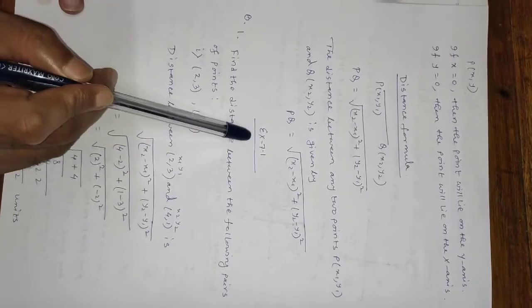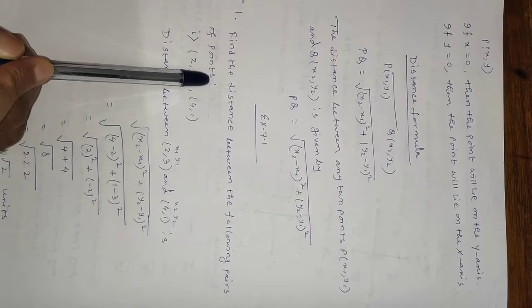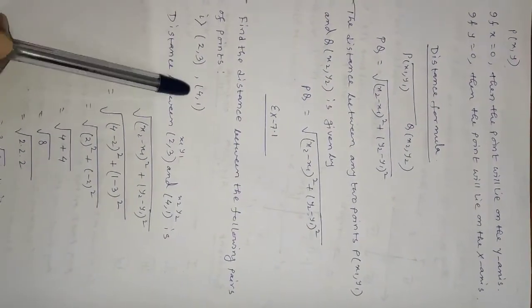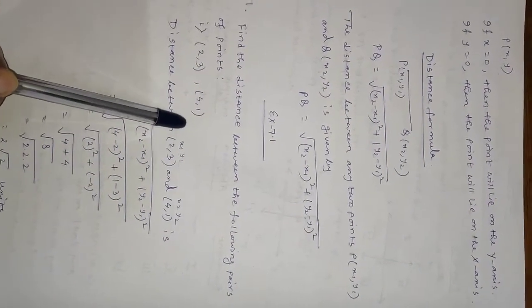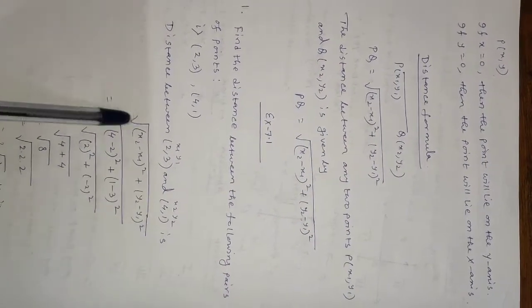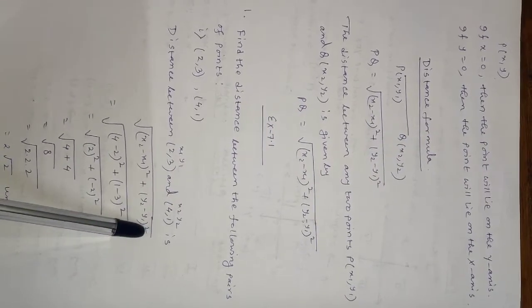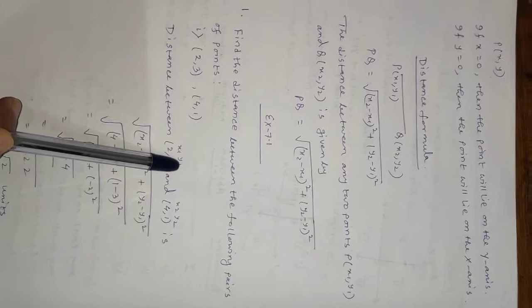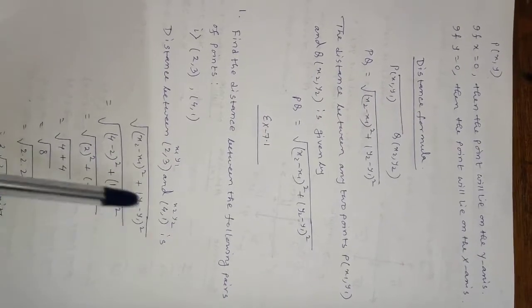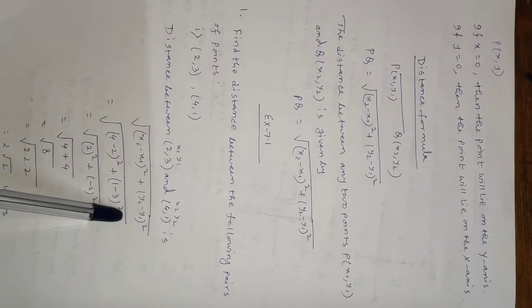Now exercise 7.1, question number 1. Find the distance between the following pairs of points. Numbers 1, 2, 3, 4. For number 1, two points are given. You can start directly. The distance between (2, 3) and (4, 1) is the square root of (x2 minus x1) whole square plus (y2 minus y1) whole square. This will be x1, y1. You should mark x2, y2. Then (4 minus 2) whole square plus (1 minus 3) whole square.